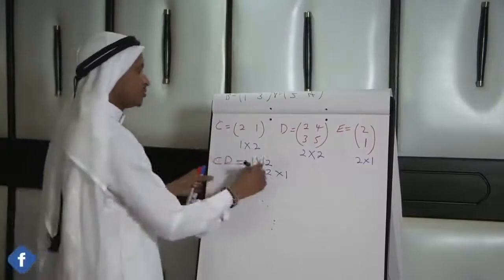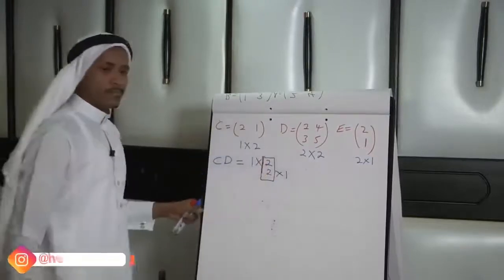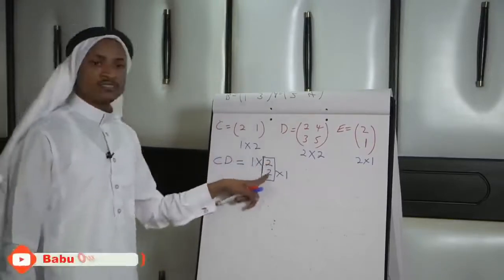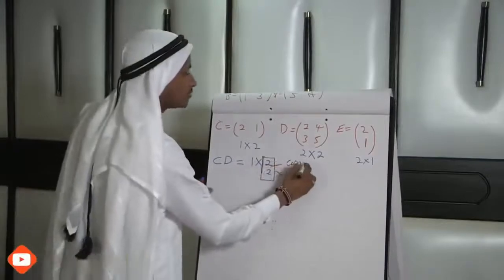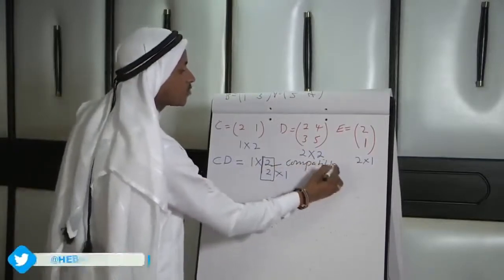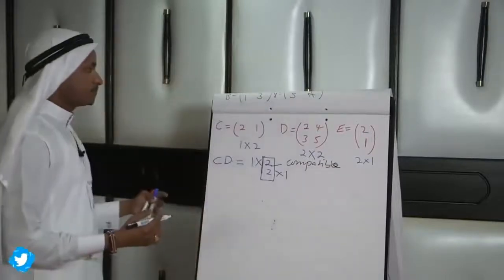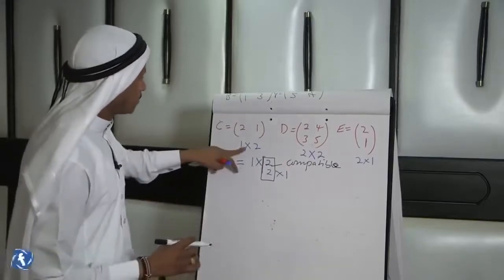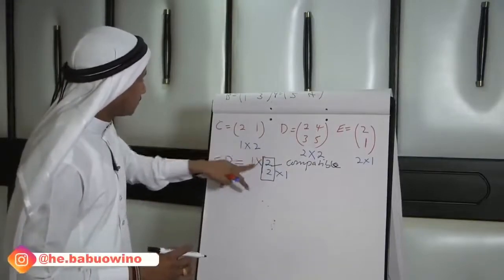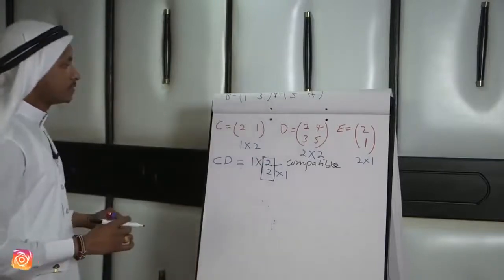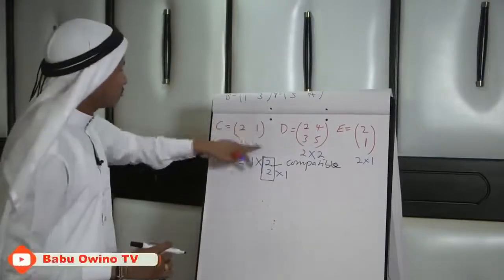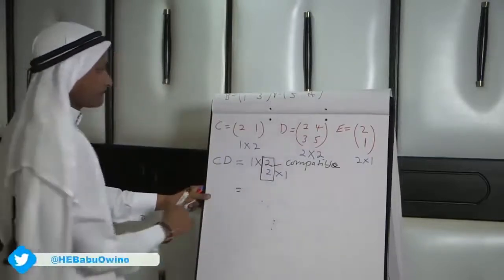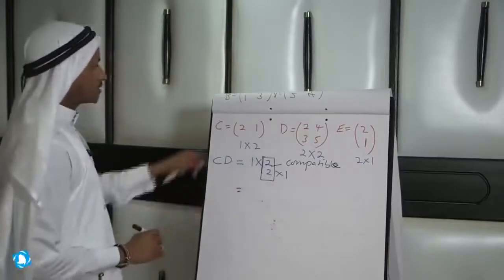So in such a situation, when you have the columns of the first matrix equal to the rows of the second matrix, we say they are compatible. There is no conflict. You can easily multiply them. And when you multiply them, this is a 1 by 2, 2 by 2. So when we multiply this, what do we get? A 1 by 2 matrix.